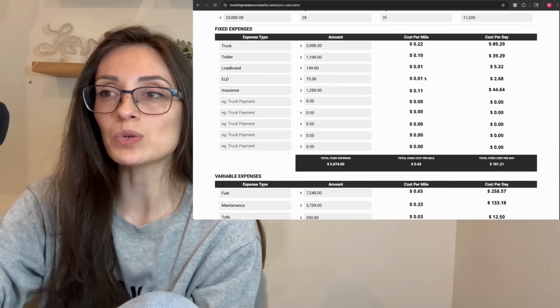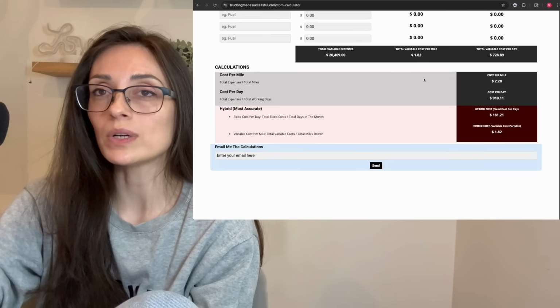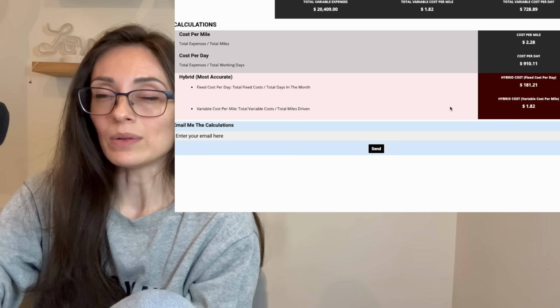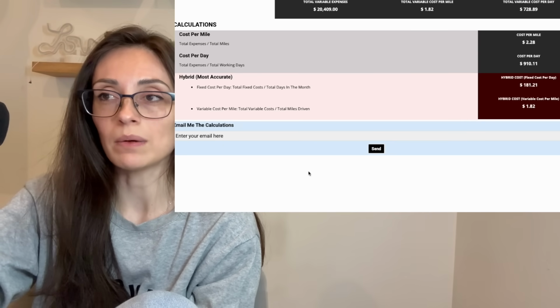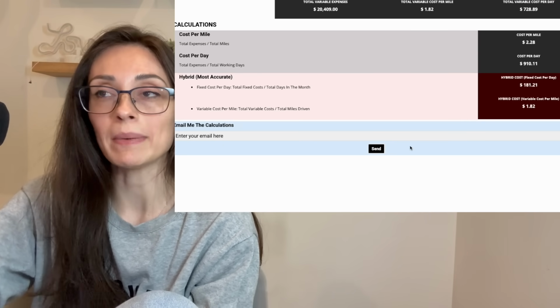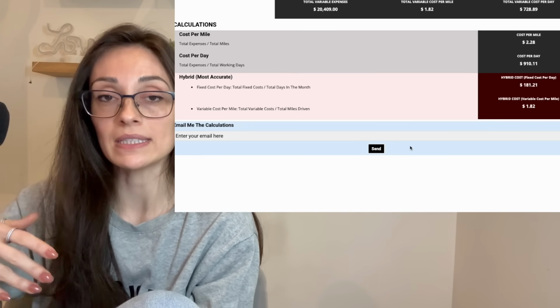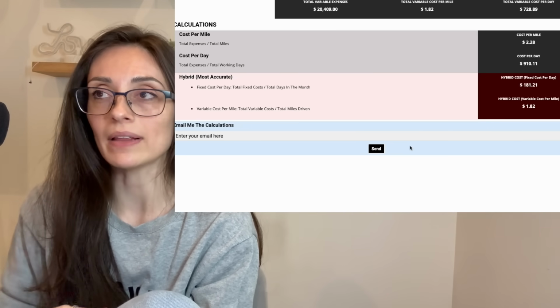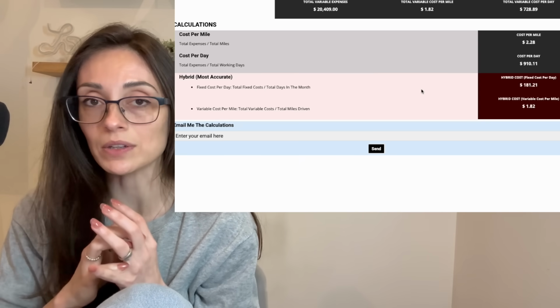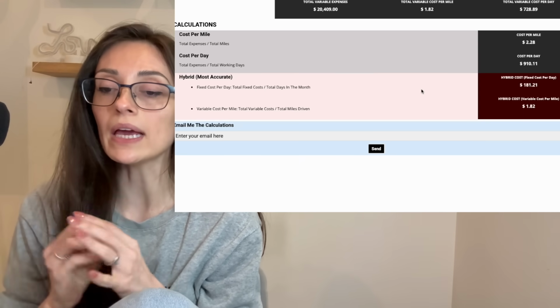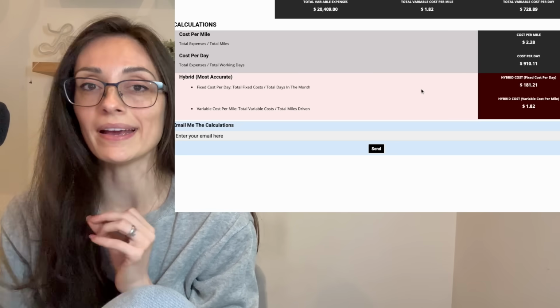Now, if you scroll down, you are going to see some calculations. These are calculations that I want you to pay attention to, and at the bottom in blue, you can put in your email and email yourself all of these numbers so you can access them at a later date. But these are calculations you have to remember because these are the ones you're going to be using in your load profitability calculator.